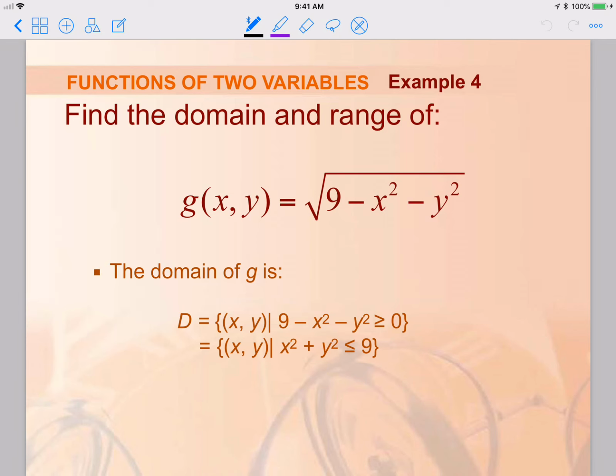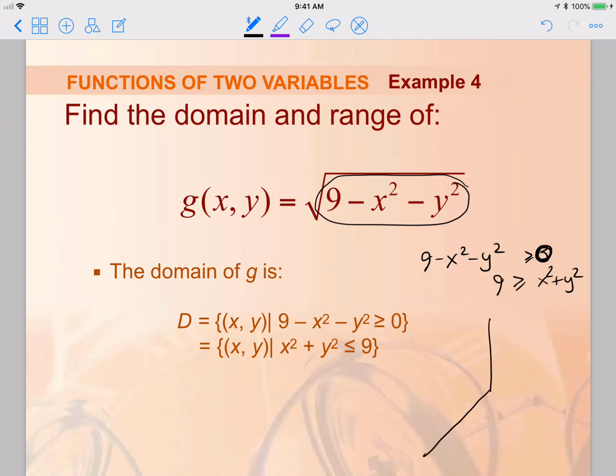Let's just practice finding the domain and range. For the domain, we need 9 minus x squared minus y squared to be greater than or equal to 0, because you can't take the square root of a negative number. That's the same as saying x squared plus y squared needs to be less than or equal to 9. If we were sketching that, this is a circle of radius 3, and we can expect the graph to be within it.